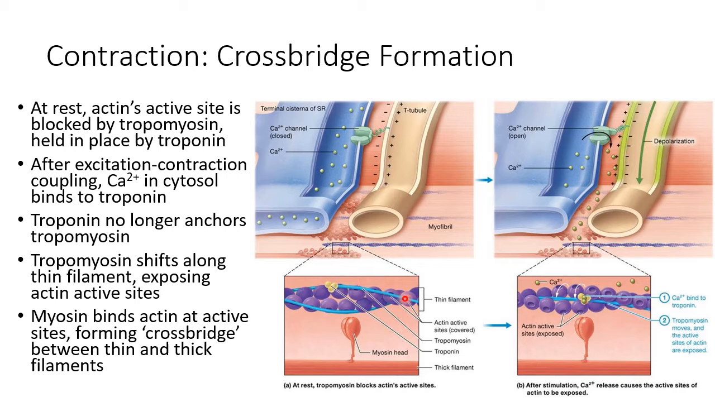So normally they are covered at rest, and in the presence of calcium, troponin moves, then tropomyosin moves, and then your actin active sites are exposed. Once those active sites are exposed, contraction can begin. Once those actin active sites are exposed, then the myosin head can grab the actin active site, and that is called a crossbridge. An actual attachment between the myosin head and the actin active site is a crossbridge. So at the beginning of your contraction phase, crossbridges are going to form between myosin and actin.